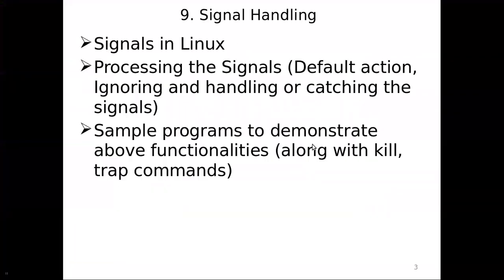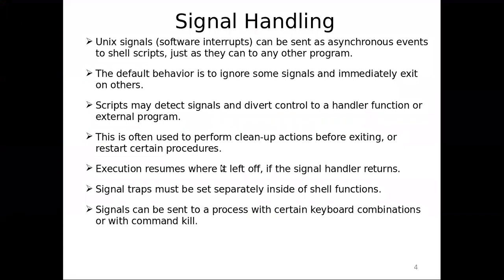Now we'll see signals in Linux and processing the signal, which is the outline of this particular chapter. These are software interrupts. These are asynchronous events sent to a shell script, and they can also be sent to other programs as well. That's what we executed in separate shells, and sending means sending to other programs. The default behavior is to ignore some signals and exit immediately on others. So some signals can be ignored. Let us assume you want to do something, and in some cases the signal may be ignored, and even your kill will not work.